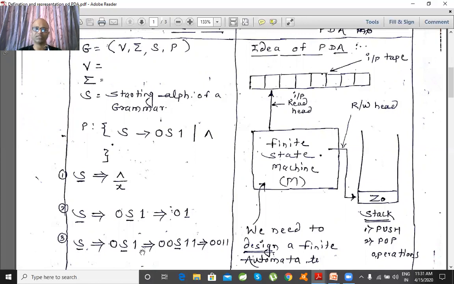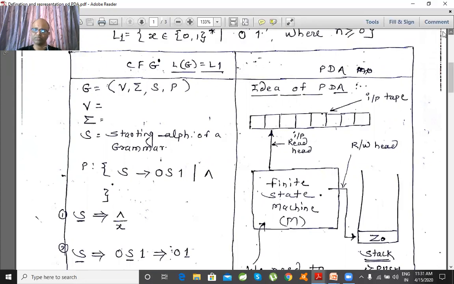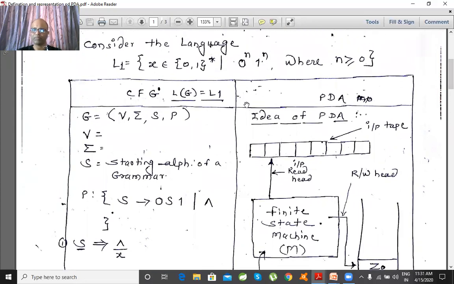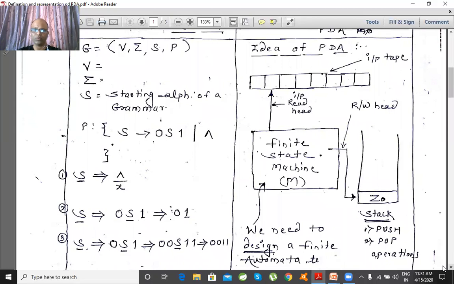So grammars are specifically said to be generative devices, whereas what we are looking at right now is how to design a PDA to accept the same L1 language. So let's take the representation first: what PDA actually means, what it is composed of, and how it works. The idea of PDA is very simple. It comes with these basic elements. One, we have the input tape. Whatever input you want to provide can be given on this tape.